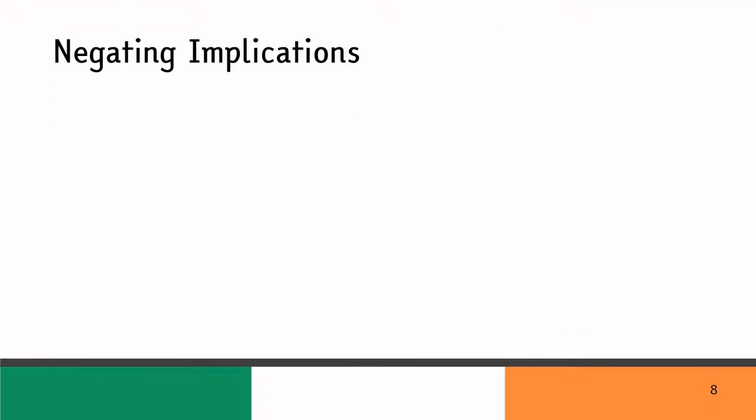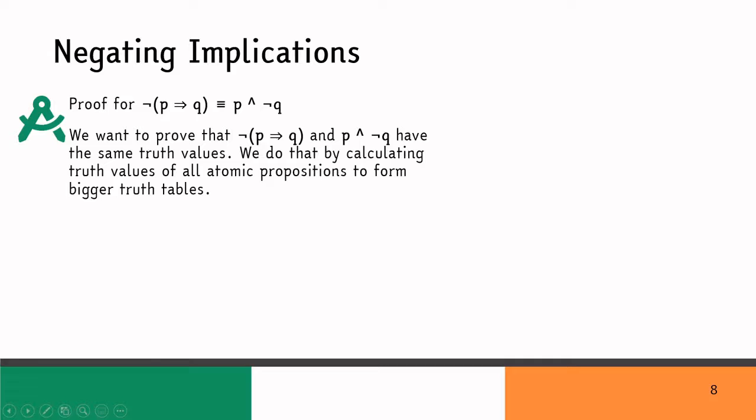If we negate an implication, we get a conjunction of hypothesis and negated conclusion. In terms of P and Q, where P and Q are two propositions, negation of P implies Q equals P and negation of Q. Now, we will draw the truth table for P and negation of Q.